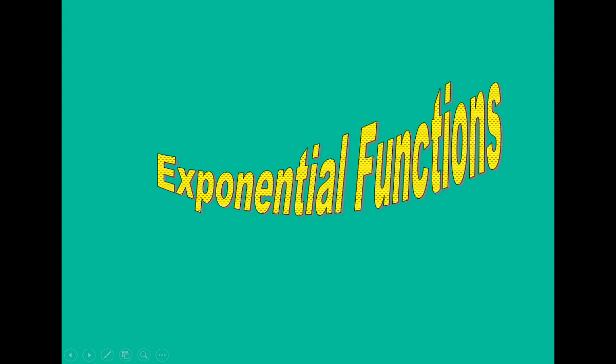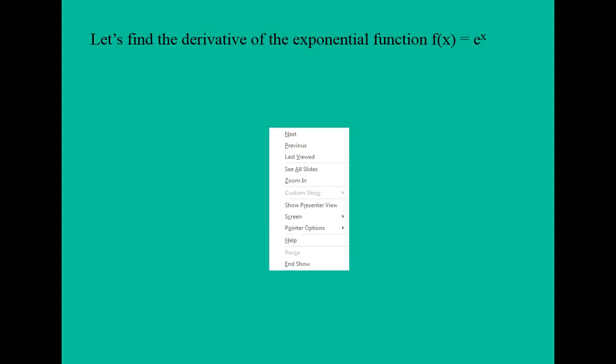Exponential functions. We are going to take a look at the derivative of e to the x. It's called the natural log function. Now, if we're going to try to find the derivative of e to the x, we're going to go back to our limits and see if we can make a determination of what the limit would be as h approaches 0, because we know this is the definition of a derivative. So let's see if we can determine what's going on here.